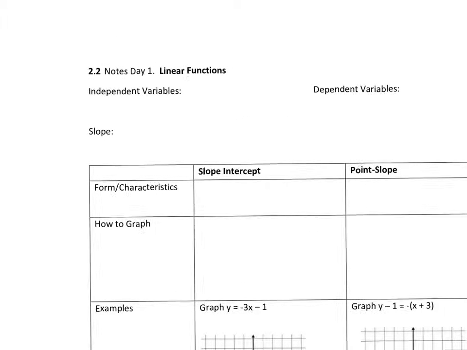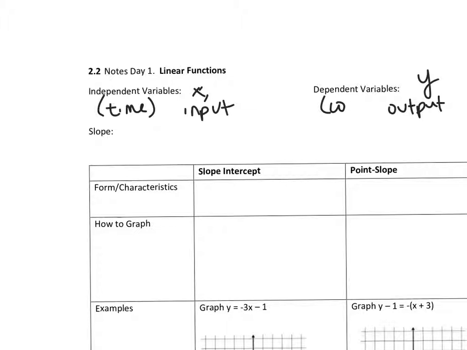An independent variable is a variable that can stand alone. So an independent variable would be the x, or the input, and the dependent variable would be the y, or the output. In science, an independent variable is what you change in an experiment, and then you check what happens to the dependent variable. Oftentimes, most likely, time would be an independent variable, and cost would be a dependent variable.